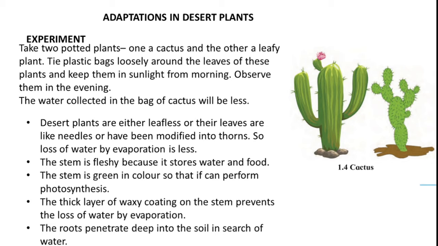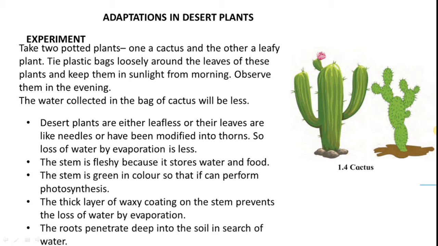So, let us see what are the adaptations in desert plants. Desert plants are either leafless or the leaves are like needles or have been modified into thorns. So, the loss of water by evaporation is less. You can see in the picture the leaves are modified just like needles or into thorns.